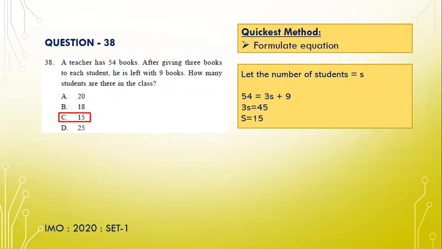A teacher has 54 books. After giving 3 books to each student, he is left with 9 books. How many students are there in the class? So how do you formulate the equation? 3 books to each student. So let the number of students be S. Total books given to students will be 3S. He is still left with 9 books. So 3S plus 9 is the total books, 54. So 3S is 54 minus 9, which is 45. So S is 15. There are 15 students in the class.